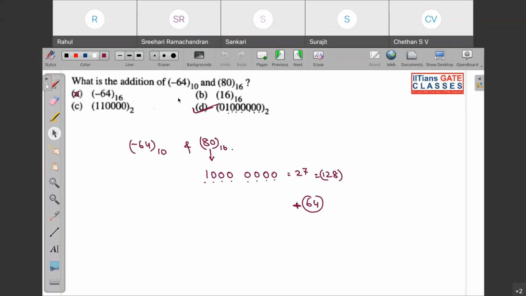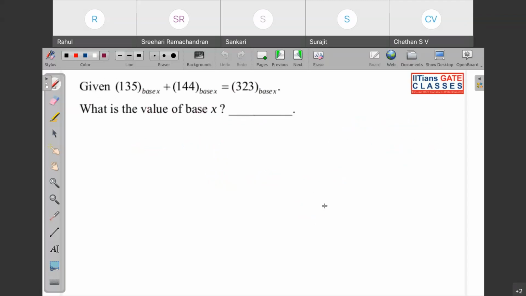How option D? So this is 0 into 2 to the power 0 plus 0 into 2 to the power 1, like this till 0 into 2 to the power 5 plus 1 into 2 to the power 6. So 2 to the power 6 is 64, and as this is a positive number, the sign bit will be 0. So option D.